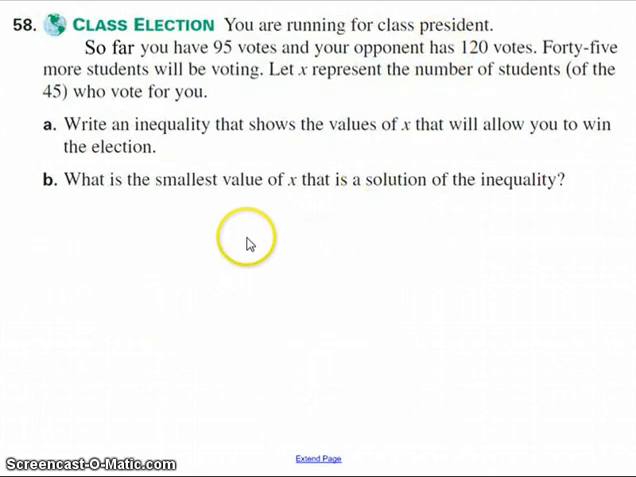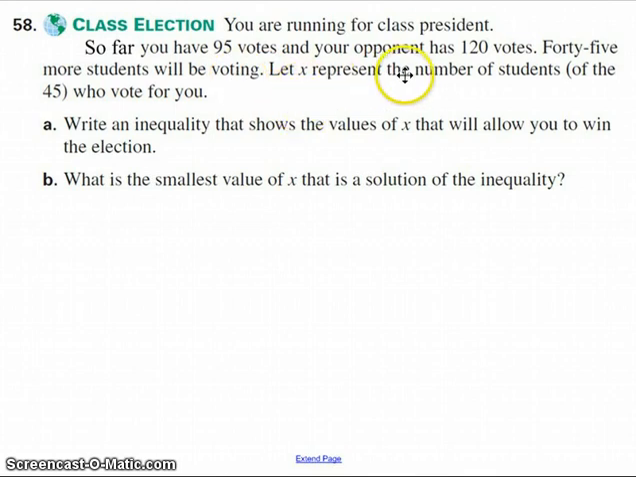Okay, now here's a harder one for you to put this all together for. This one I will read through just to make sure it's clear what we're talking about. You're running for class president, and we've counted the votes part of the way through the total count. And part of the way through, you found you've got 95 votes. Think of it as 95 points in a game if you want. And your opponent has 120 votes, or 120 points if you want. But there are 45 more students who still have yet to vote.